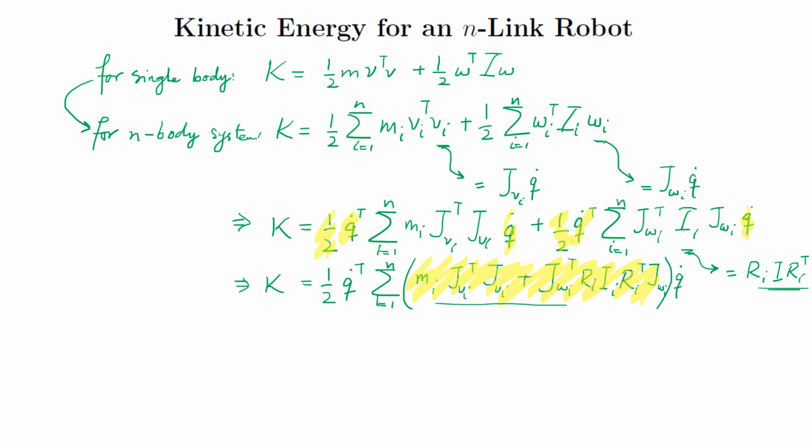So this whole thing is going to be equal to the D matrix, which obviously is going to be dependent on the configuration of the robot, and this is called inertia matrix. And this is a very important matrix because this is going to be a very integral part of the dynamic equation or equation of motion for the N-link robot. And the property of this inertia matrix is that it is going to be positive definite.